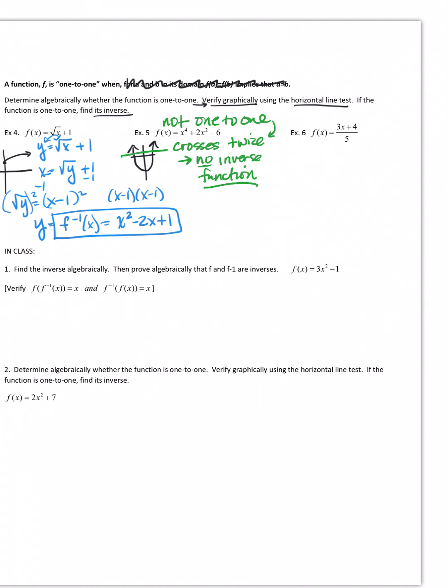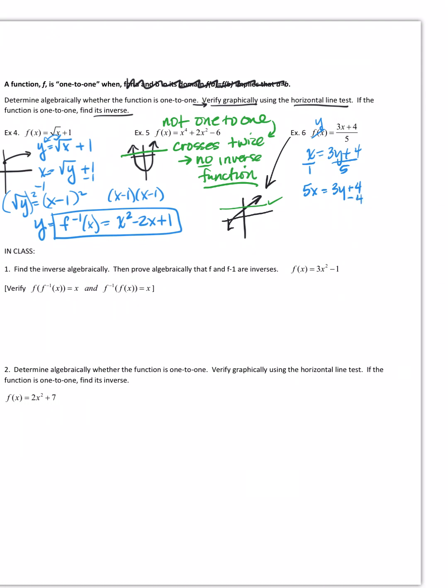Now, number 6, when I graph this, this is really just going to be a straight line, and it looks like this. Example 6 is going to look something like this on my calculator. Now I think about my horizontal line test. It will pass. That means I can go through the motions and then find the inverse function. I'm going to replace this with y and then switch my x and y. So x will equal 3y plus 4 over 5. Put that x over 1, and then I'm just going to cross multiply. So I'll have 5x equals 3y plus 4.